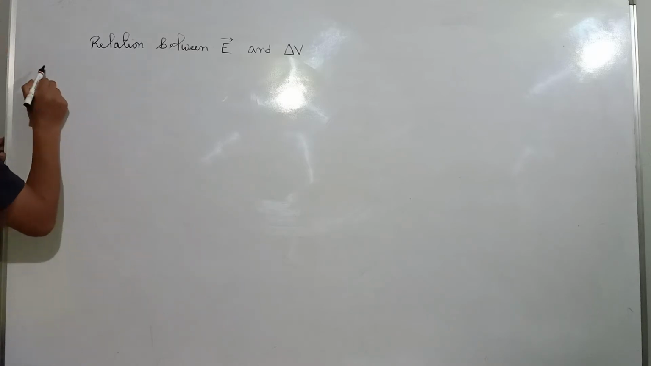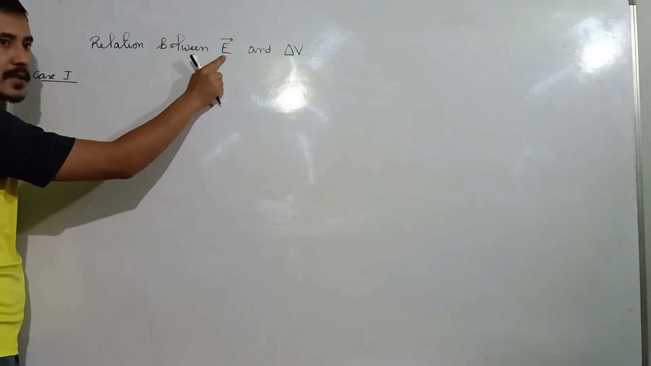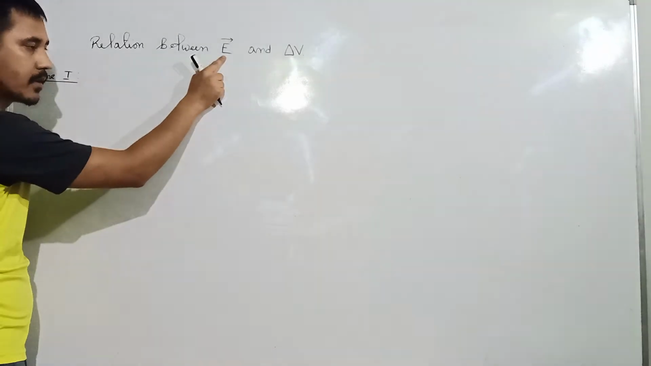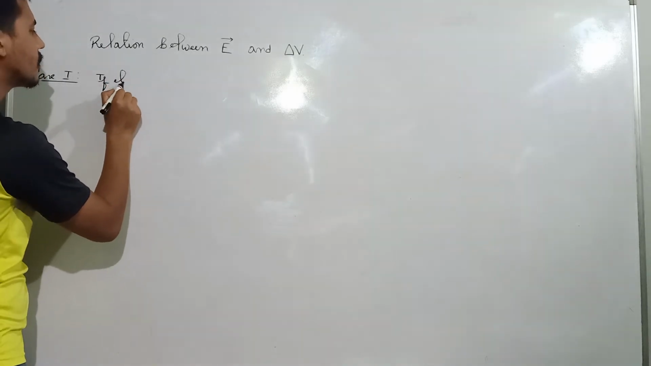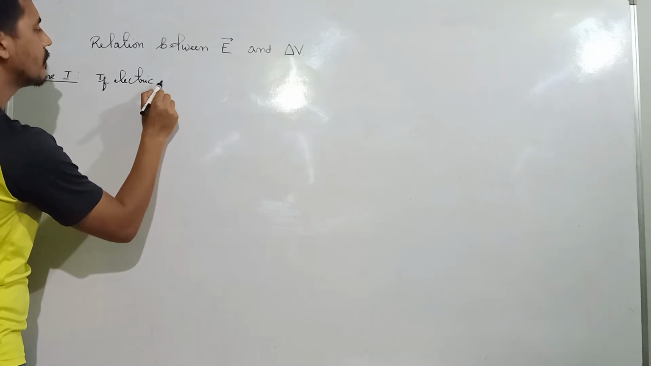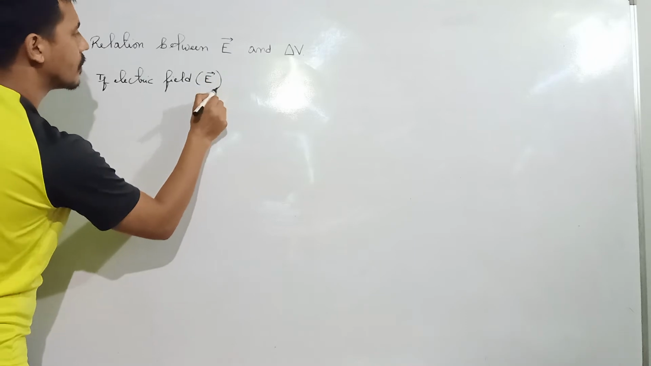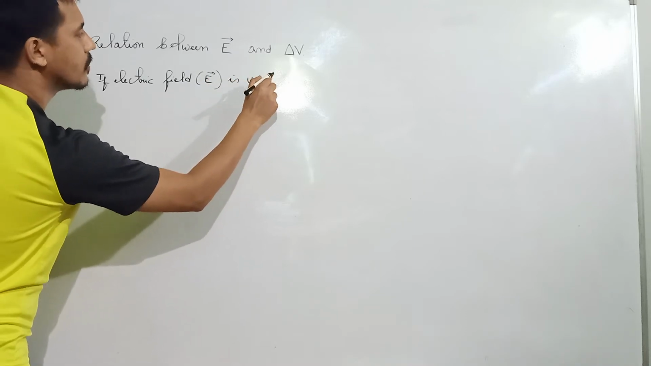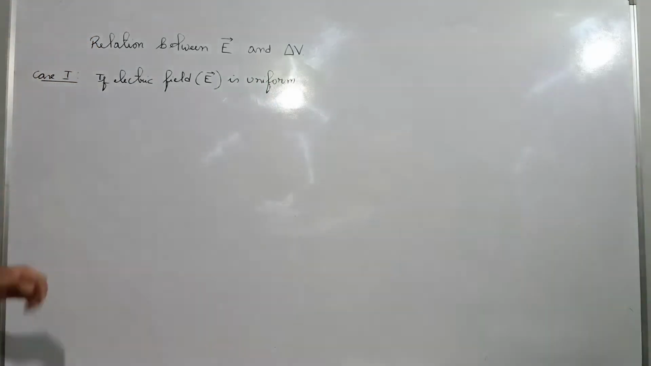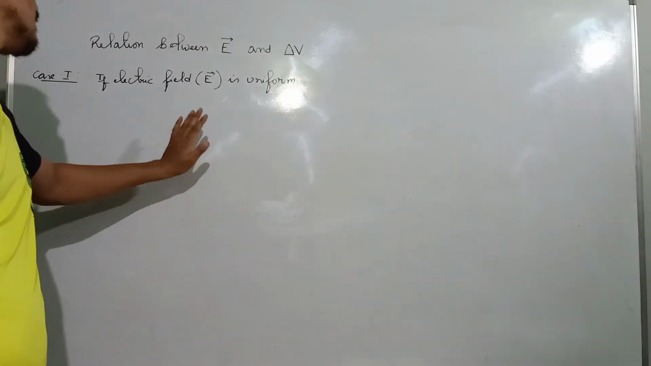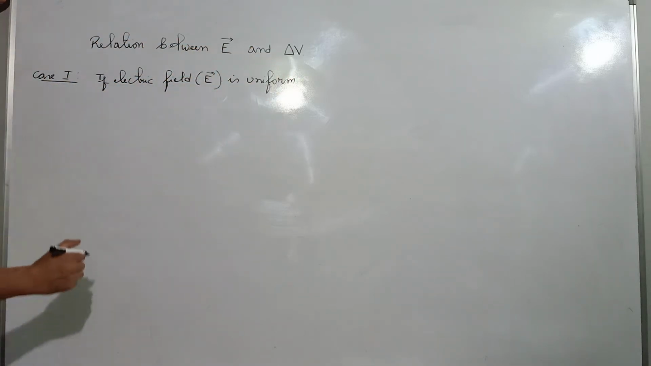There are two cases here. Case 1: if the field is uniform. What is uniform? Uniform, school uniform. What is uniform? Constant. Okay? So we'll derive the relation between these two when the electric field is uniform.